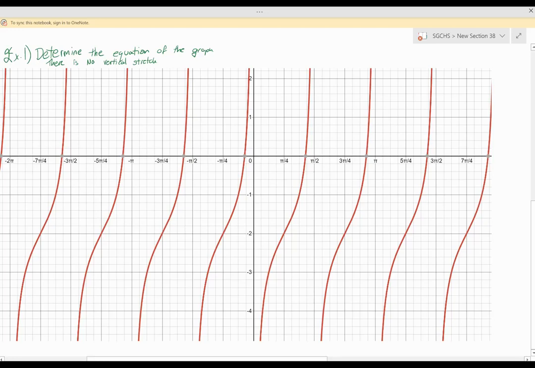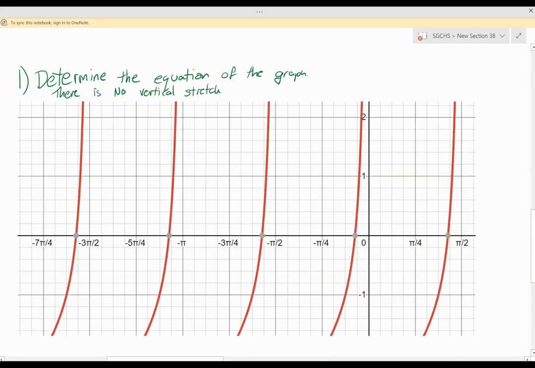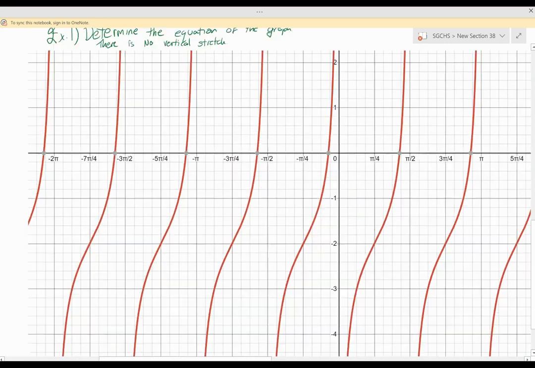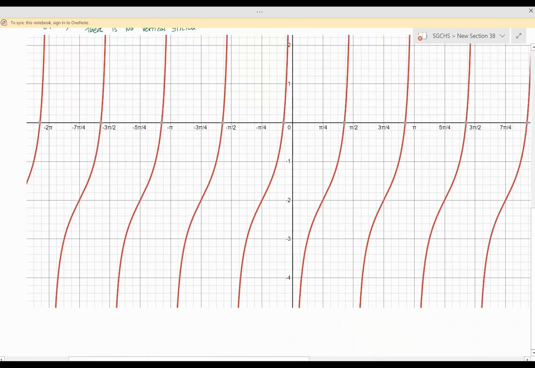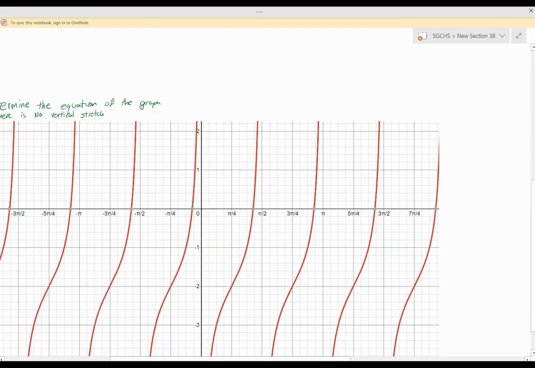So here we're asked to determine the equation of the graph. Just note that there is no vertical stretch applied to this graph. Now, in order to determine this, we have to understand that this is a tan function. We can tell because there are asymptotes, and it's important to understand what the regular tan function looks like.